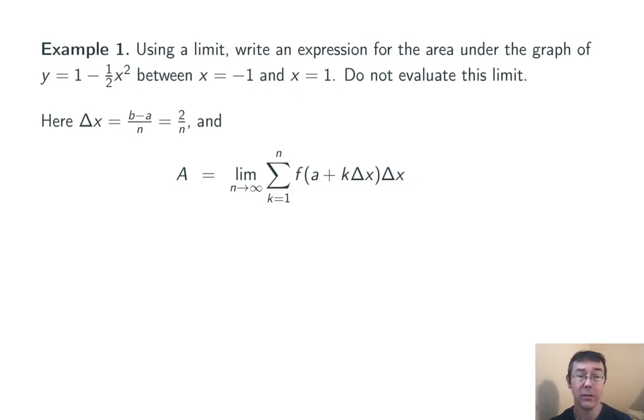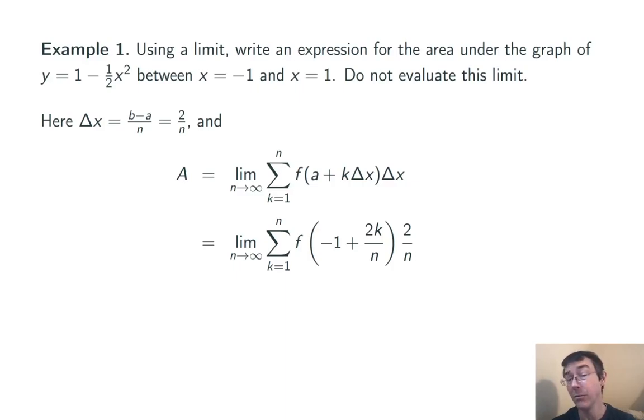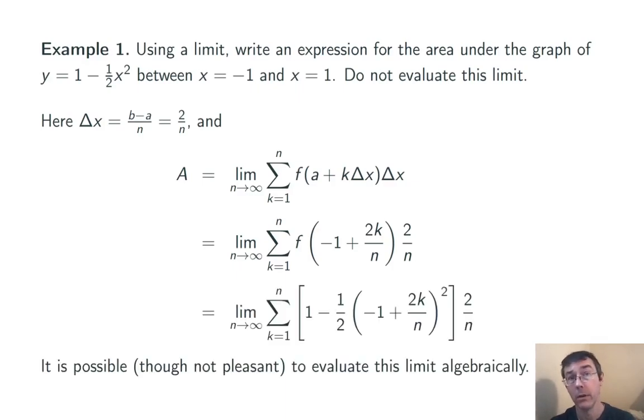And the area is going to be the limit as n goes to infinity of the sum f of -1 plus 2k over n times 2 over n. So there I've just substituted in the values a equals -1 and delta x equals 2 over n into my formula. Now let's replace f with the actual function 1 minus 1/2 x squared. To get the limit as n goes to infinity, sum k equals 1 to n, 1 minus 1/2 quantity, -1 plus 2k over n, quantity squared, all times 2 over n.